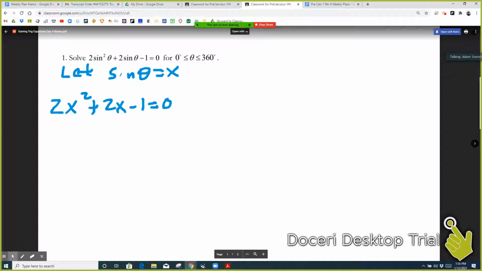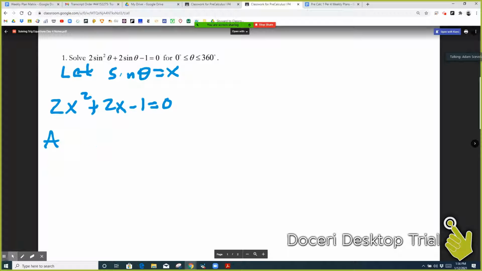Now I'm going to try to factor this. If I look for two numbers that multiply to AC, which is 2 times negative 1, and add to B, those two numbers don't exist, because if it's negative 2 and positive 1, then that adds up to negative 1, and vice versa. If it was positive 2 and negative 1, it would add up to 1. So we have to do the quadratic formula.